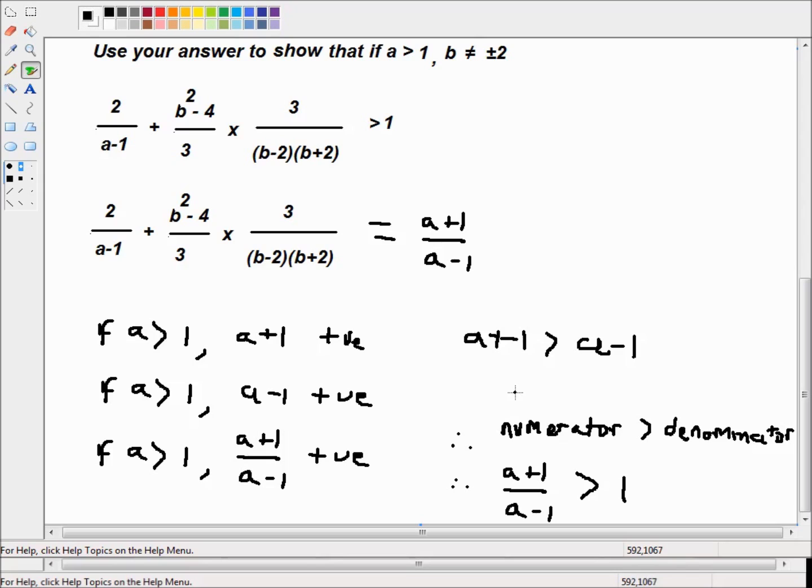Basically, for any fraction, if the numerator is bigger than the denominator, then the whole fraction will always be greater than 1, provided the fraction is positive, which is why I went to the trouble of making sure that it was shown that the whole fraction has to be positive.